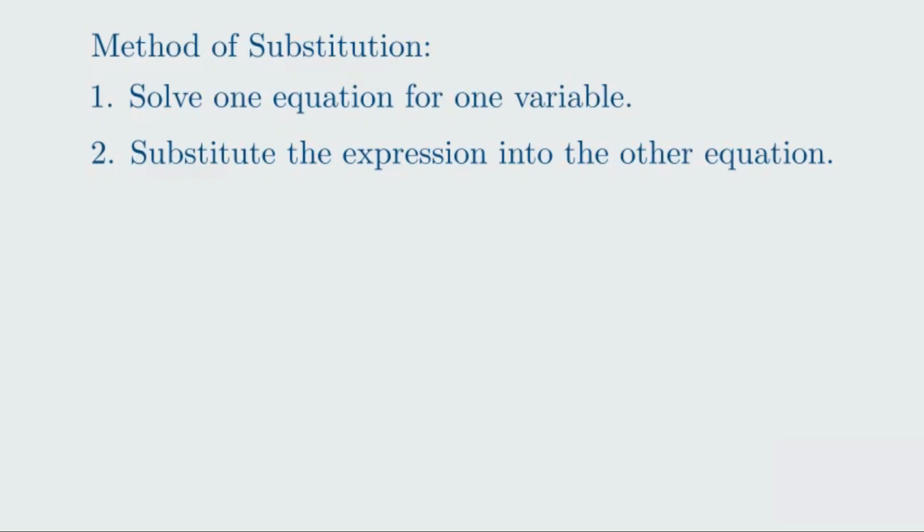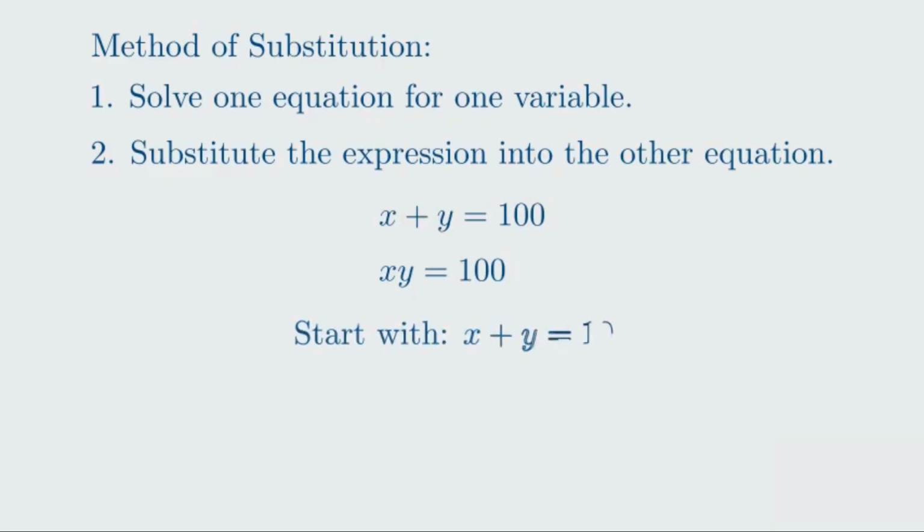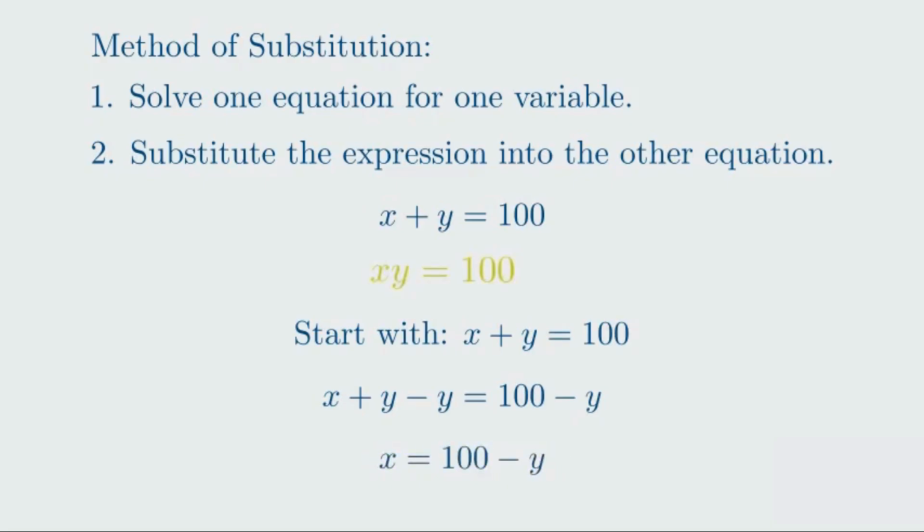Looking at our two equations, which one looks easier to solve for a variable? We have x plus y equals 100 and x times y equals 100. The first equation, x plus y equals 100, is much simpler. Let's solve it for x. To do that, we just need to subtract y from both sides of the equation. So we start with x plus y equals 100. We subtract y from both sides, which leaves us with x equals 100 minus y. Now we have a clear expression for x. This expression, 100 minus y, is what we will substitute into our second equation.